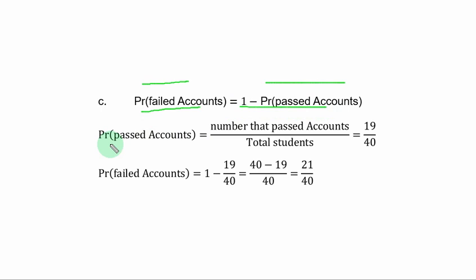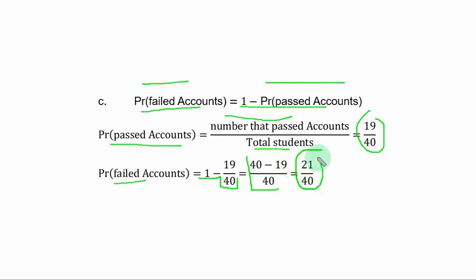So those that pass accounts, the probability is the number that passed accounts over total students, that is 19 over 40. For those that failed, the probability becomes 1 minus those that pass. That simplifies to this, and you have 21 over 40 as the probability of those that failed accounts.